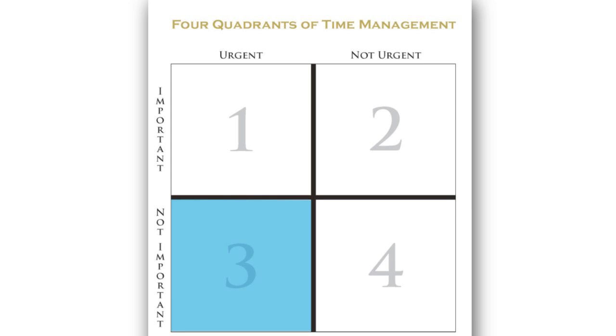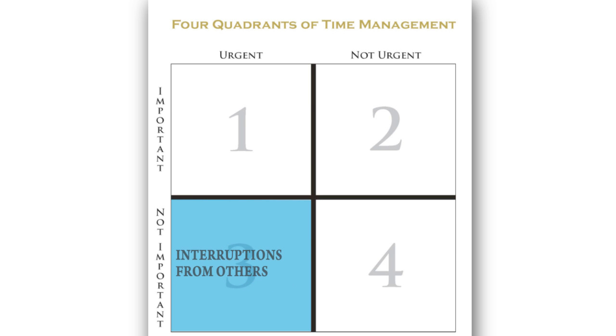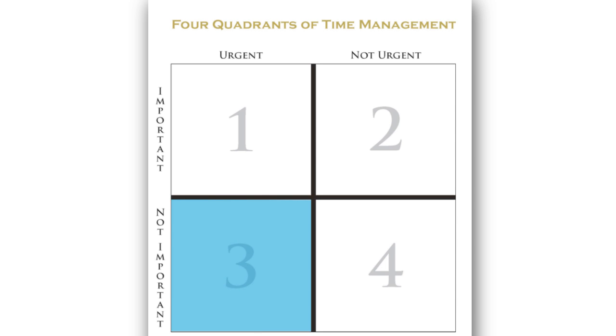Quadrant 3 is urgent but not important. These chores do not move you forward toward your own goals. They may be interruptions from others, asking you to put aside what you're doing and take care of them. Because something is urgent doesn't mean that it's also important. For example, a ringing phone may be urgent because you need to answer it quickly. But if it turns out to be just a random telemarketing call, then it certainly isn't important. And you want to get rid of it as quickly as you can.